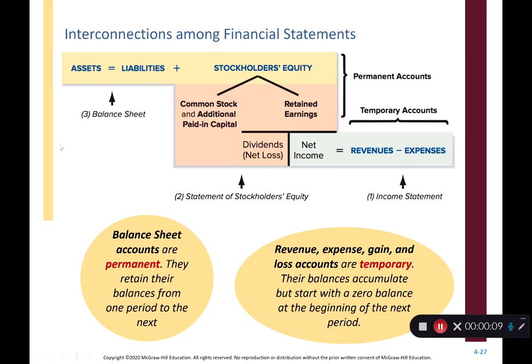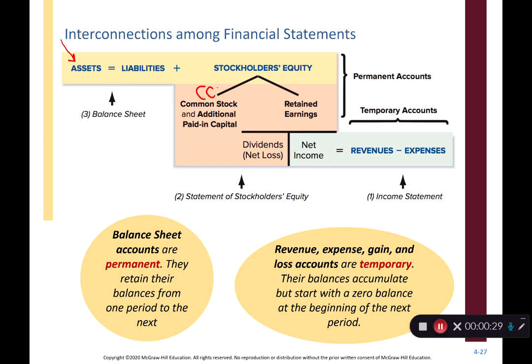So what we're going to do right now is really just review what we covered in chapters 1, 2, and 3, which is the relationships among the various financial statements. We start with our balance sheet, which is assets equal liabilities plus equity. And then remember, equity is made up of contributed capital and retained earnings.